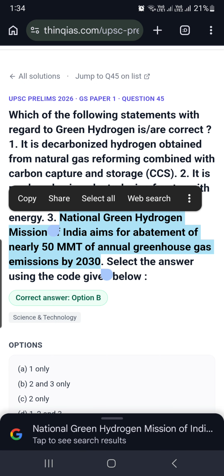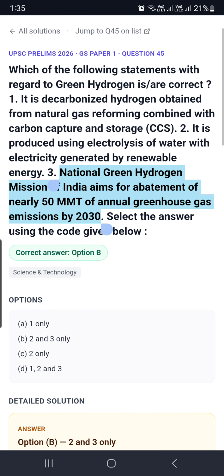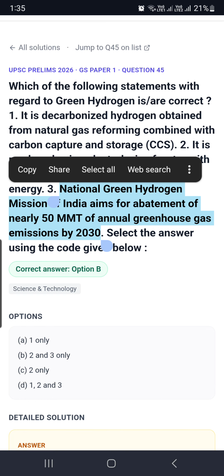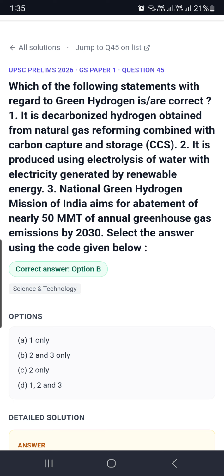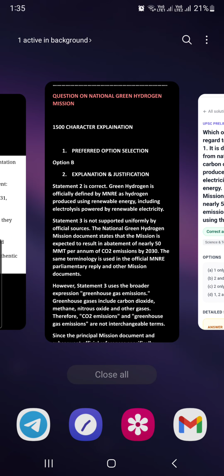Now what we are trying to claim is that it's not annual greenhouse gas, rather it is nearly 550 MMT of carbon dioxide emissions. So the National Green Hydrogen Mission aims for abatement of nearly 550 MMT of carbon dioxide emissions and not annual greenhouse gas emissions by 2030 is the correct statement. So we want to say that statement 3 over here is wrong. However, UPSC has said that all 3 statements are correct as per their official key. So UPSC is saying 1, 2, 3 is correct, but we are saying no, the third is wrong. Therefore, we want to file a representation for the same.